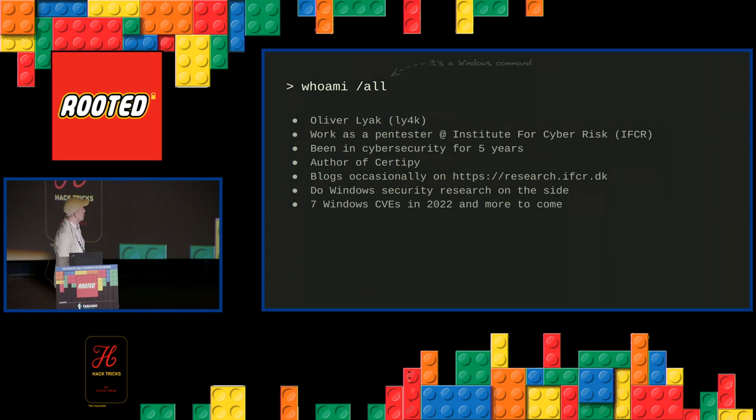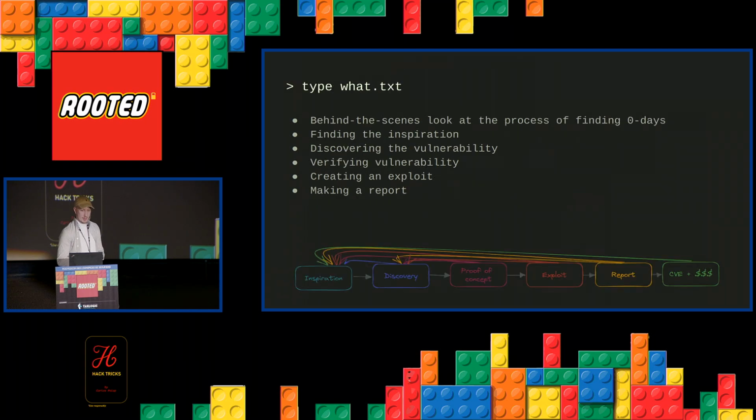Okay, so a little bit about me. My name is Oliver Lyak, and I work as a penetration tester at the Institute for Cyber Risk. I've been in cybersecurity for about 5 years. I am the author of Certify and some other things, and I blog sometimes on research.ifcr.dk. I also do Windows security research on the side, which resulted in 7 Windows CVEs in 2022, and I have hopefully more to come.